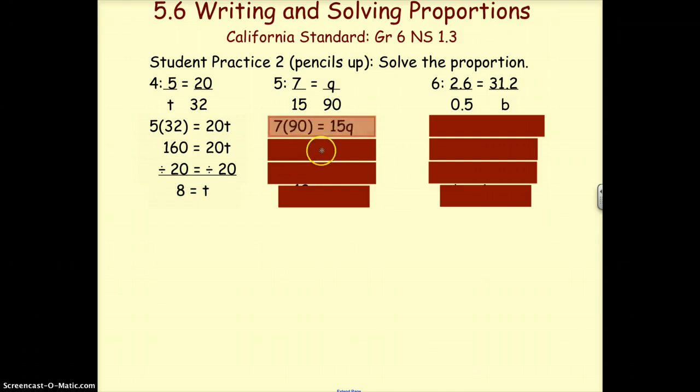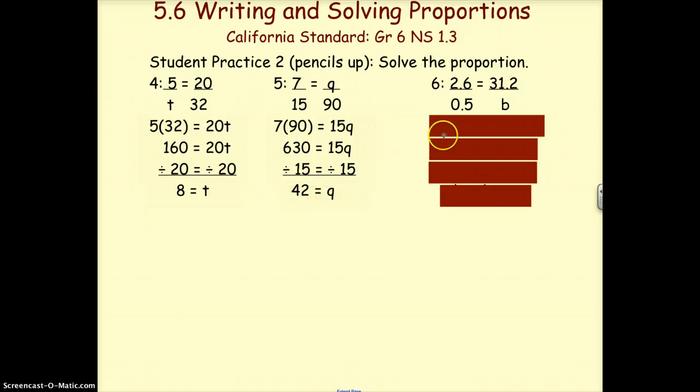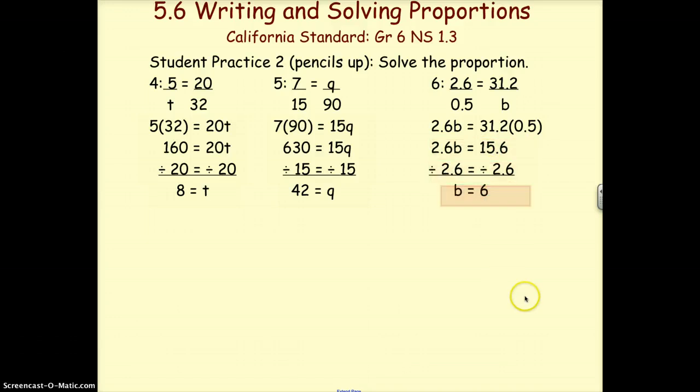Again, cross multiply, then multiply, divide, and you have your answer. Last one, cross multiply, multiply, divide, and you have your answer. Okay, again, hopefully you did pretty well on those.